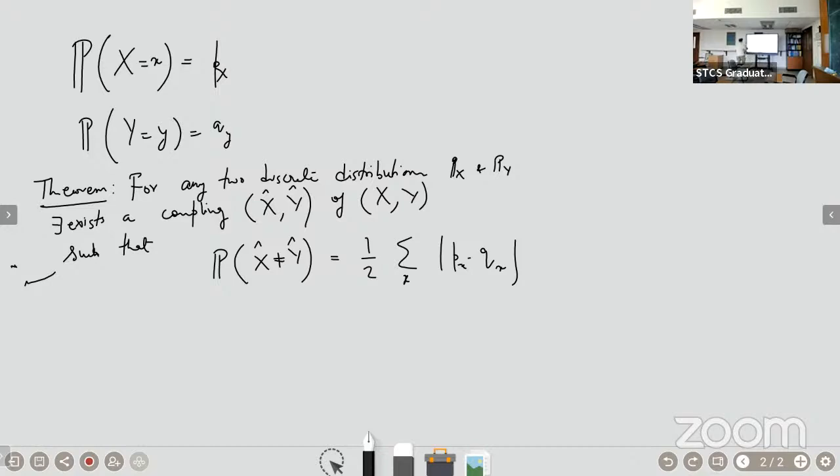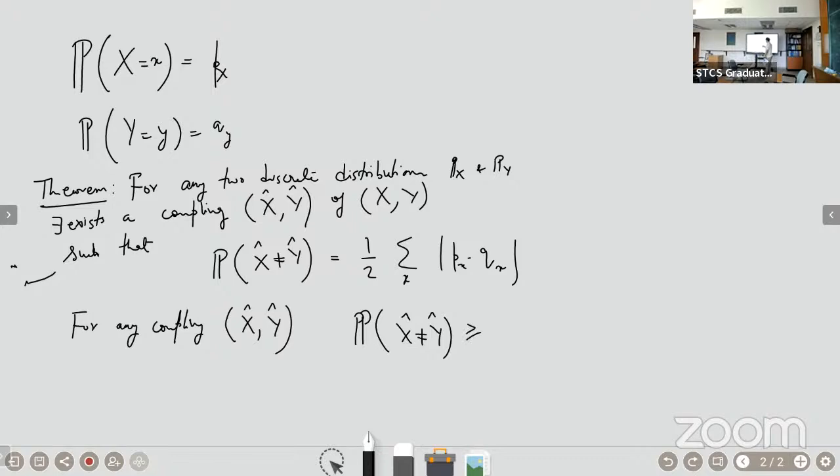And in addition, for any coupling, the probability that it's not equal to, that is Q Y. Taking the same atom, you can look at the probability mass with respect to two different distributions. This together is 1/2.